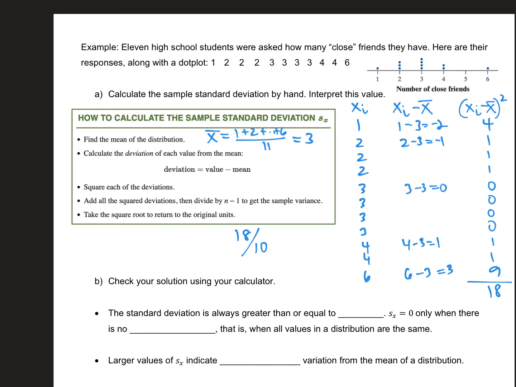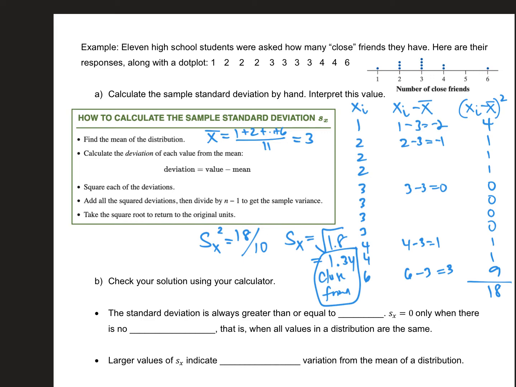So this would be the sum of the squared deviations. We divide by n minus 1, and then we take the square root to get our standard deviation. The square root of 1.8 is 1.34 close friends. So that's the standard deviation, in close friends.